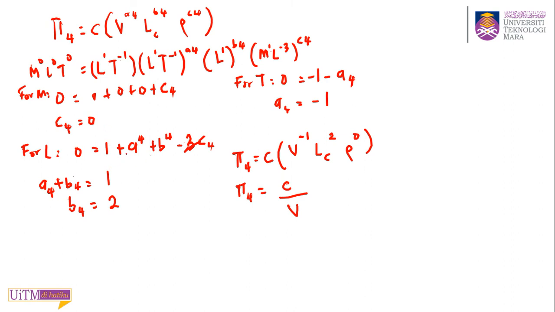Oh, sorry, I made a mistake here. A4 plus B4 is equal to 1. It's not 1, it's minus 1. Right? Can you get this? I'm wrong here. So it should be A4 plus B4 equal to minus 1. So that's why B4 will equal to minus 1 minus, I will erase it first.